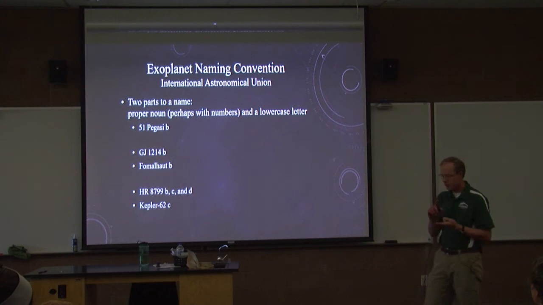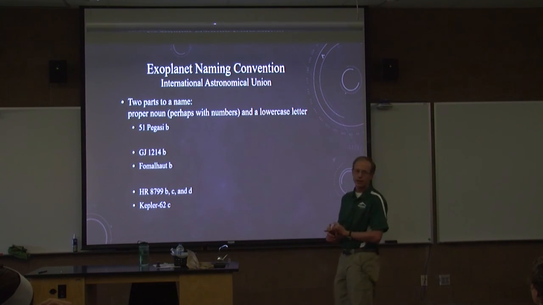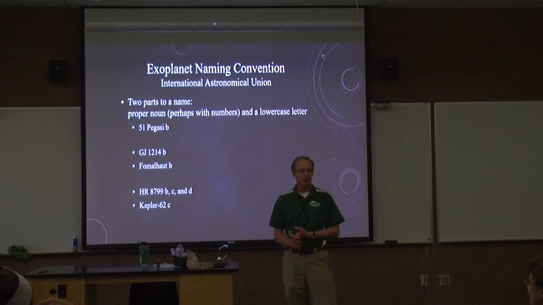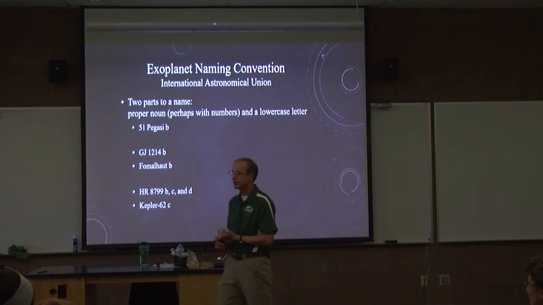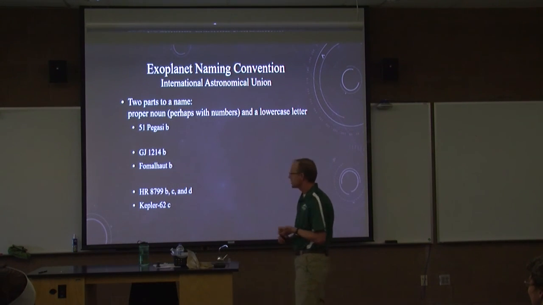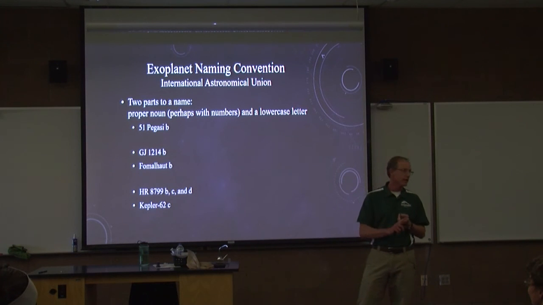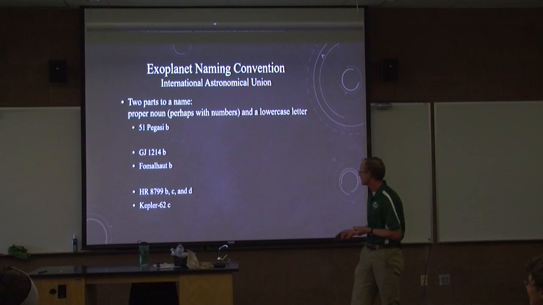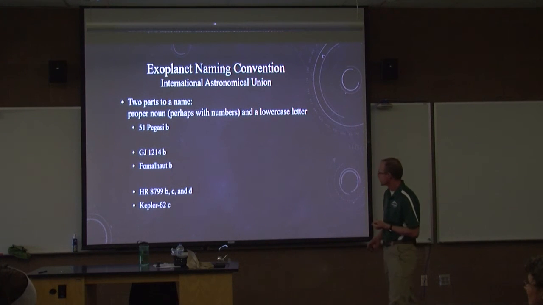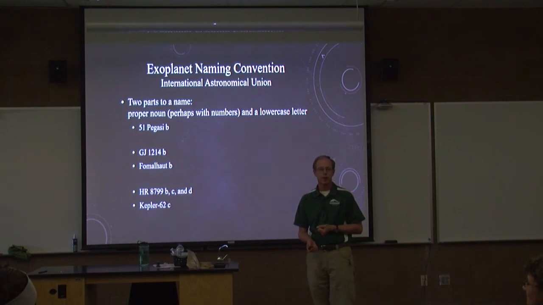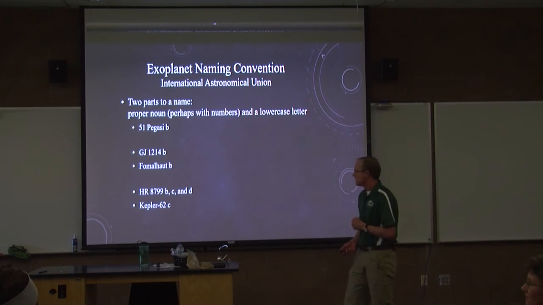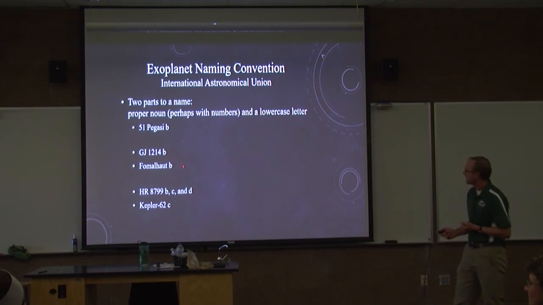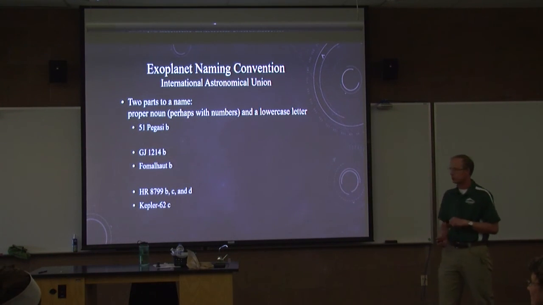51 Pegasi is the name of a star that comes from a particular star catalog that dates back to probably the early 1700s. GJ1214 is another star in a different star catalog. As you go through these sequences here, you might be able to pick out which ones are associated with a star catalog. HR8799 is as well. But you also have some other cases, where we have this one, which is Fomalhaut b.